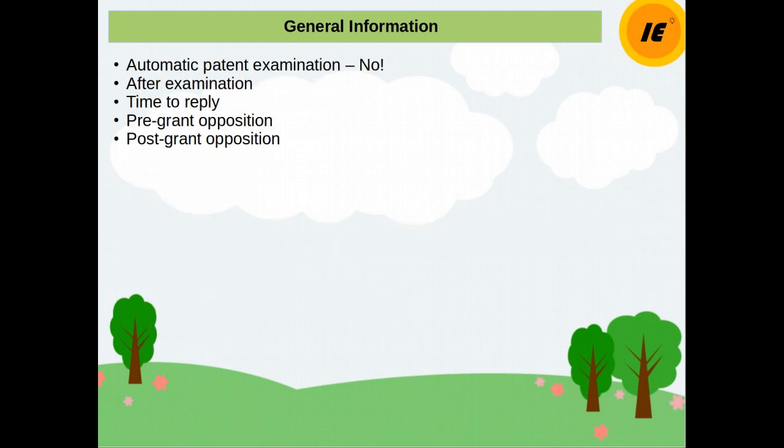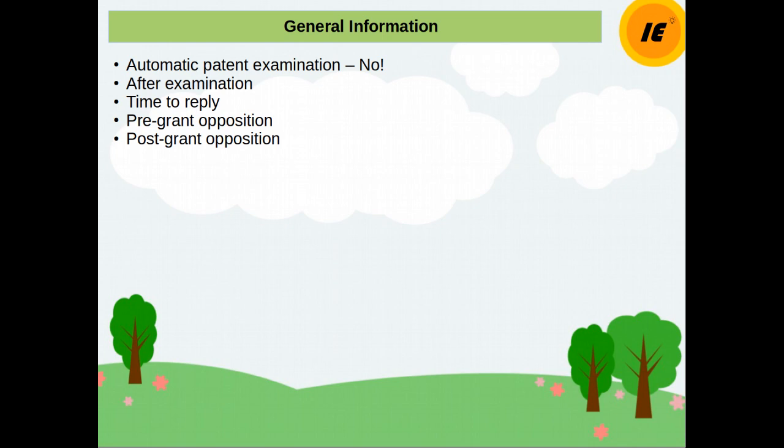Now more general questions. One question you may have is: if I apply for a patent, will it be examined automatically or not? In journal article terminology, will it go for review or not? In this case it's not called review, it's called examination. The answer is that it will not go to the examination phase automatically. You have to apply separately for that, and there is a timeline for that.